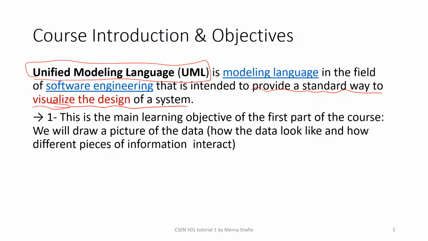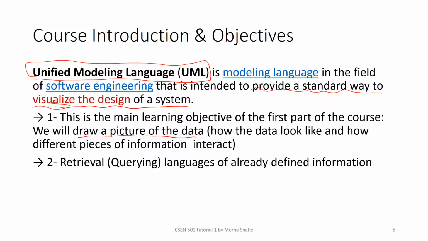طيب أنا عايزة أقول لكم بقى objectives of this course in general. هو في الآخر this unifying part is just the first main objective that we want to learn. The main objective of the first part of this course ان احنا draw a picture of the data. We want to draw a picture of the data to look how the data look like and how different pieces of information interact. يعني عايزين نشوف how الداتا هتبقى شكلها عامل ازاي and how the different data interact together, and we are going to see how we are going to achieve this. فال unified modeling language we are going to learn one unified modeling language that we are going to use. ده أول objective من الكورس that we want to learn.